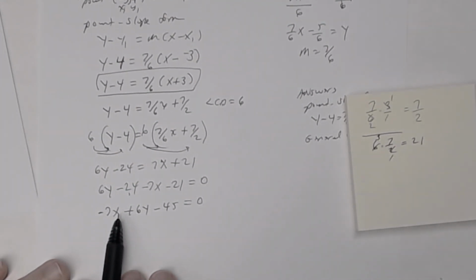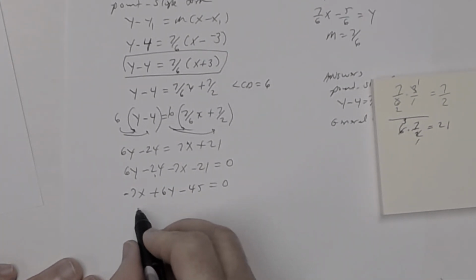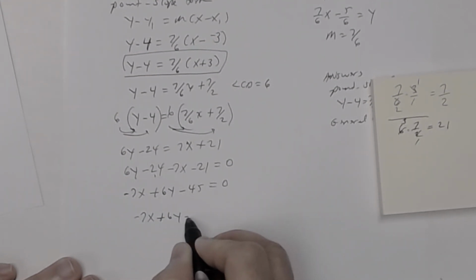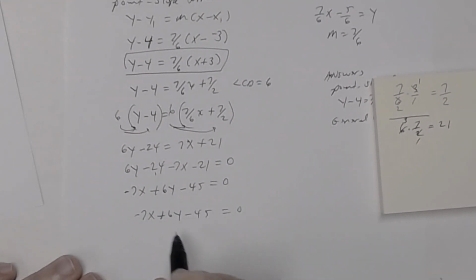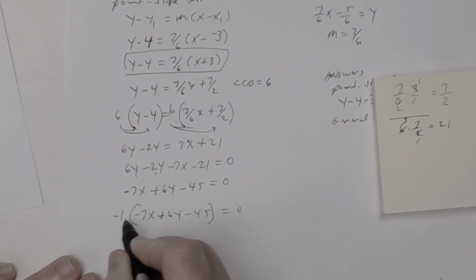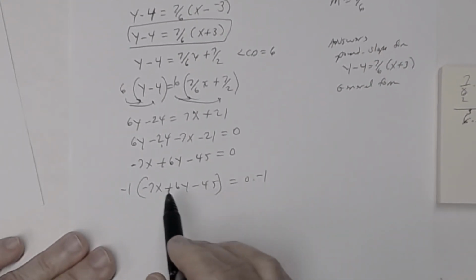Now, remember, you want the coefficient of x to be positive. To get the coefficient of x here to be positive, I'm going to multiply both sides by negative 1. So let me just remind you: one way to get the coefficient of x to be positive is to multiply by negative 1. But remember, what you do to one side, you have to do to the other. So always remember that.